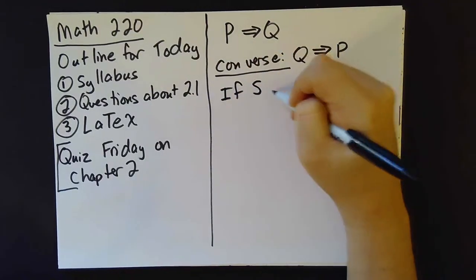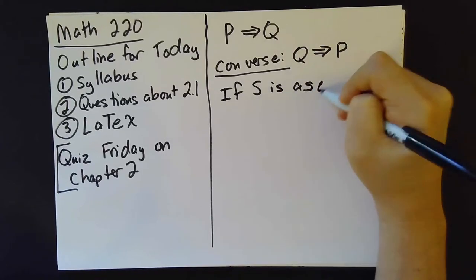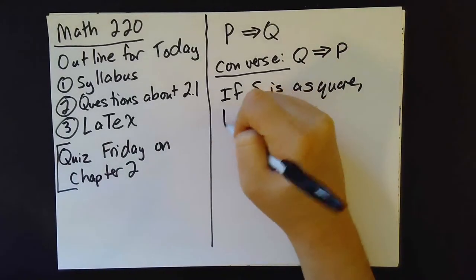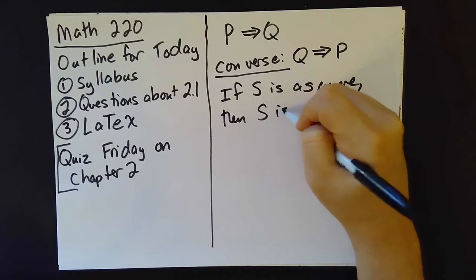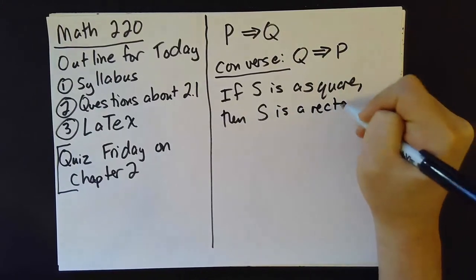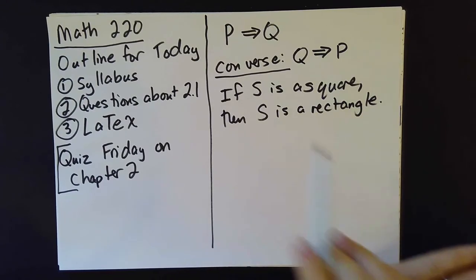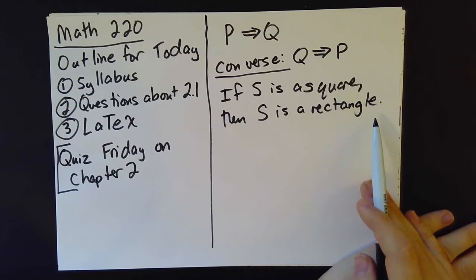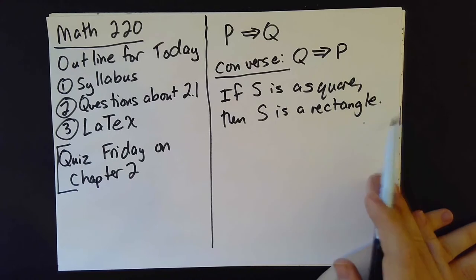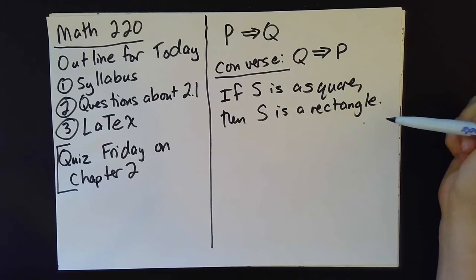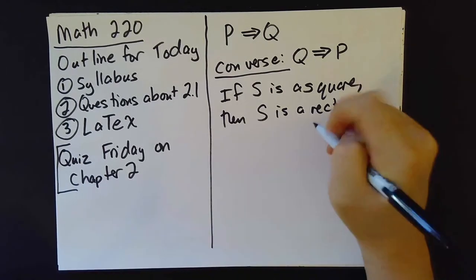If a shape S is a square, then it's a rectangle. So something being a square implies it's a rectangle, but something being a rectangle does not imply it's a square.